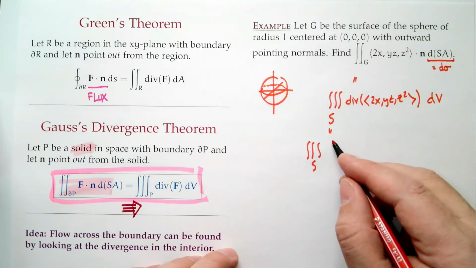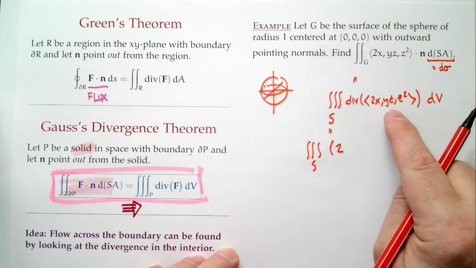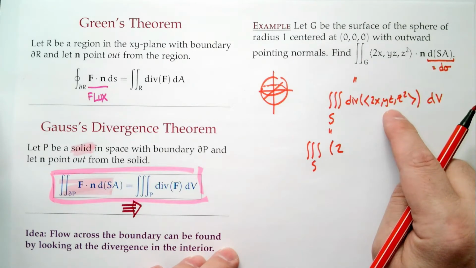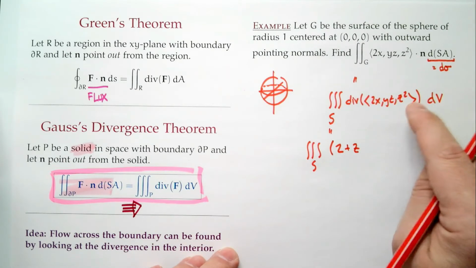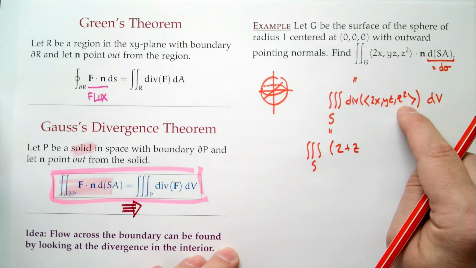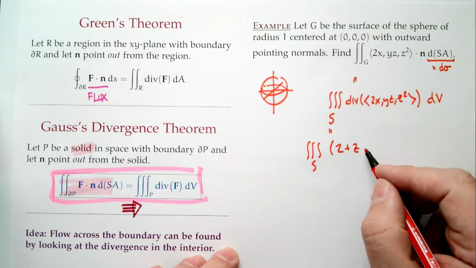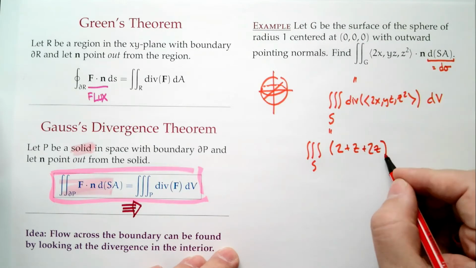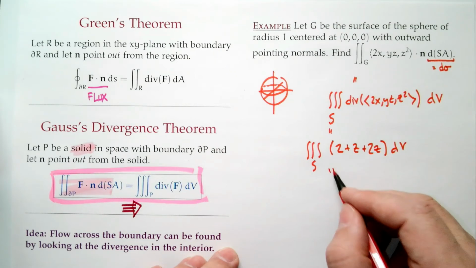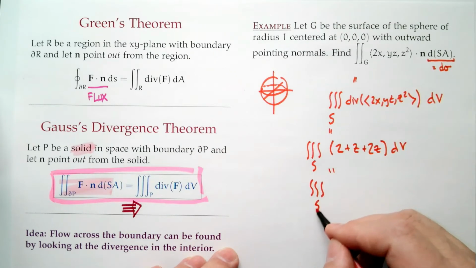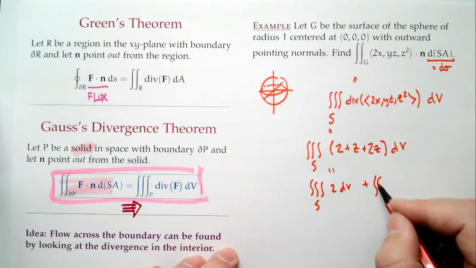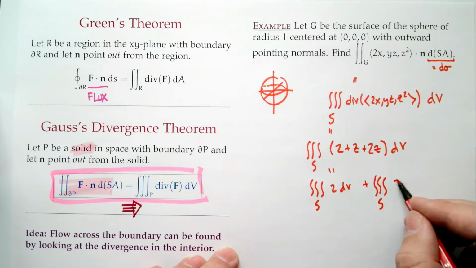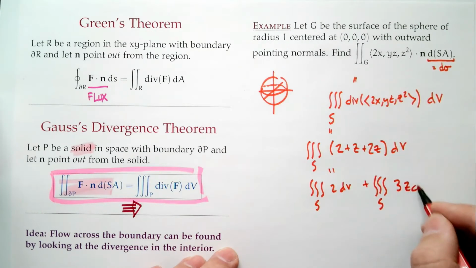You get 2. In the second slot, we take the derivative with respect to y. And what do we get there? We get z. In the last, we take the derivative with respect to z, and we get 2z. All right, so this becomes the integral. Well, there's really two things. I'll separate it. The integral over our solid of 2 dV plus the integral over our solid of 3z dV.